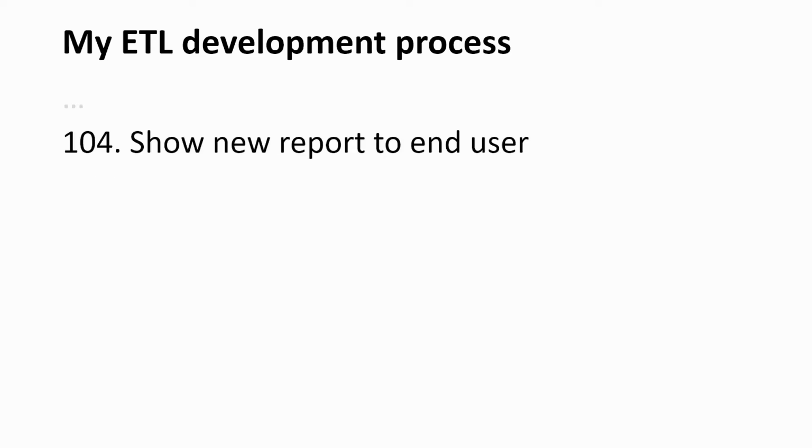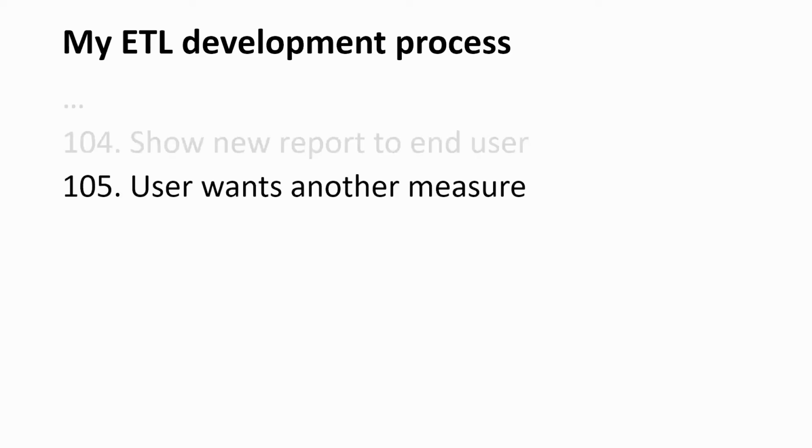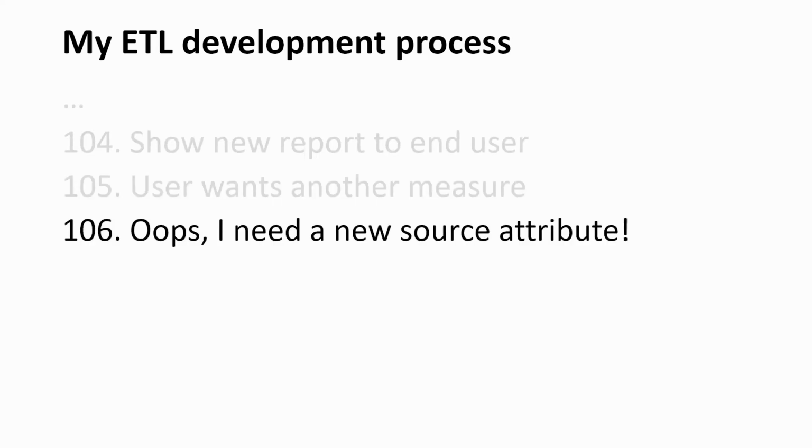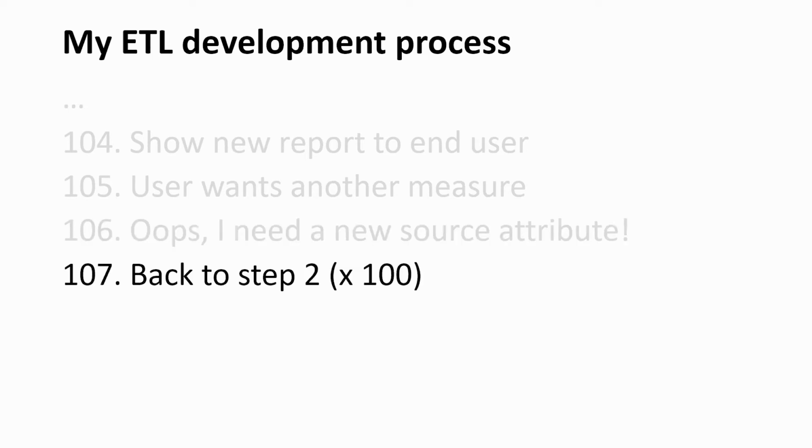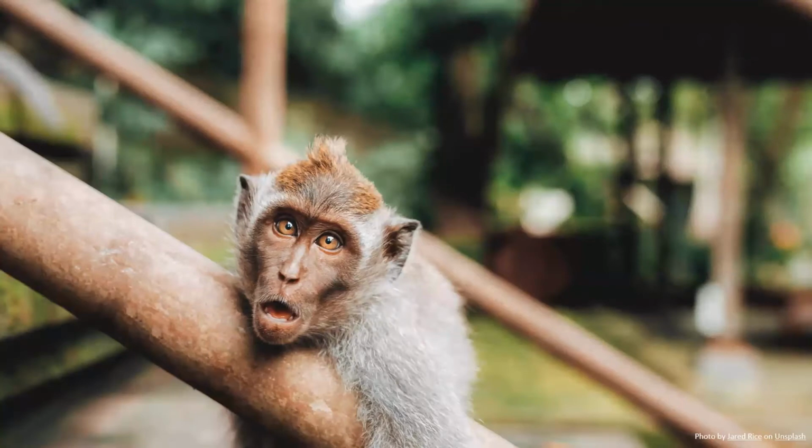Or even worse, let's get to step 104, and maybe for you it's step 200. And we've now developed a great new report. All of our dimension and fact tables are done. It's all populated. We show the brand new report to the end user. What happens next? Oh, the user wants another measure. Okay, maybe not okay. So I need another source attribute. So what do we do? We go back to step 2. And if you are like me, that happens at least 100 times. At that point in time, I feel like this little guy over here.